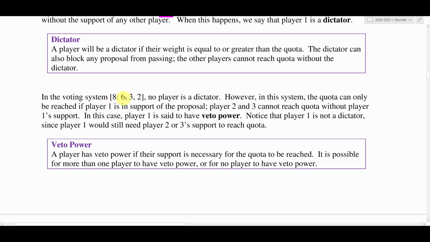Okay, so if we look at this voting system, player 1 has 6 votes. Okay, and player 2 and player 3, if they teamed up and said, yes, we want to pass a measure, they would have 5 total votes, which means they don't have enough to get to the 8. They have to have player 1 be on board if they want to pass a measure. So player 1 can decide on any measure to say no. All right. If he says yes, he still has to get one of them to agree with him, so he doesn't have dictator power, but he can stop any measure from being passed.